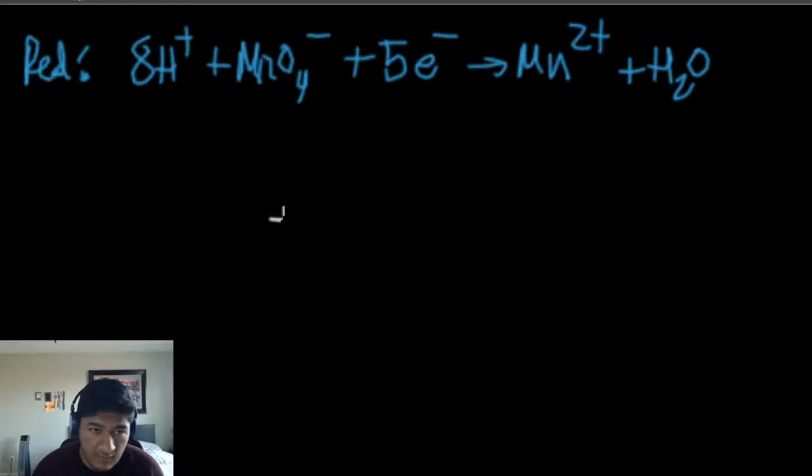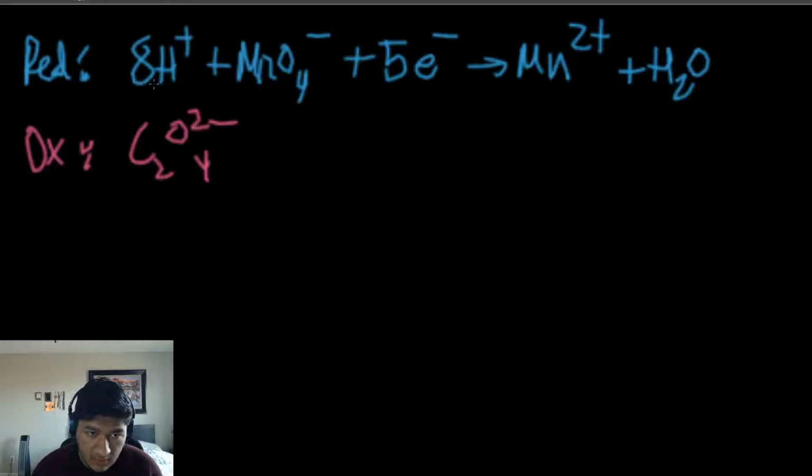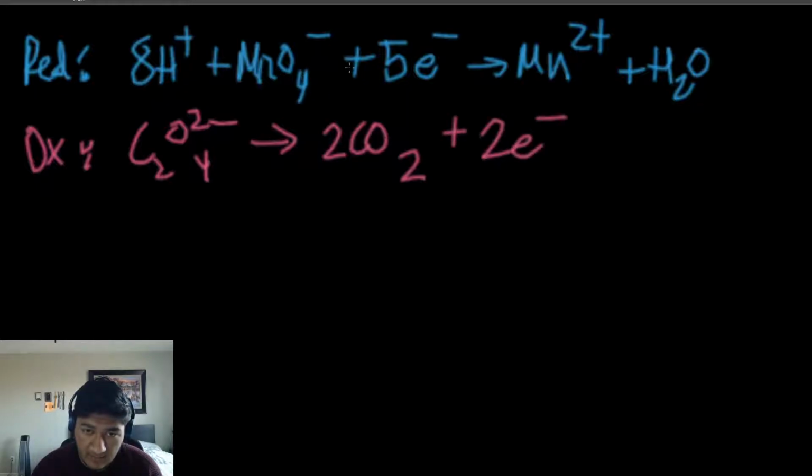Then we also have our oxidation reaction. And that would be C2O4 2 minus goes to 2CO2 in the gaseous form plus 2 e minus.